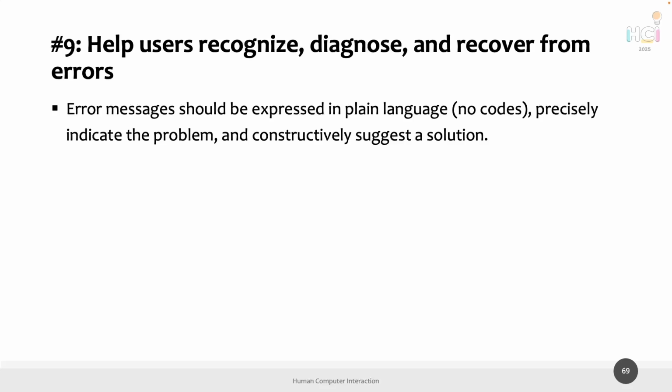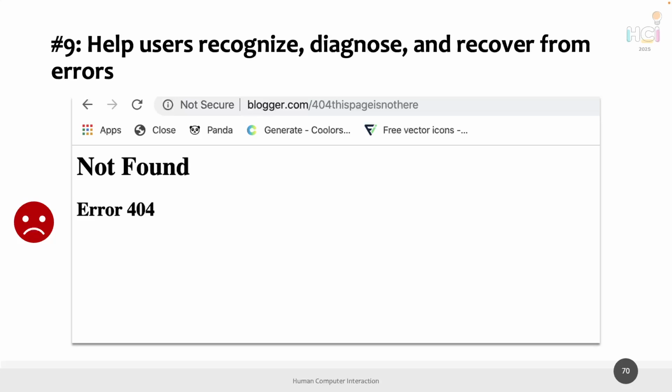Let's look at a typical violation, the classic 404 error page. So it just displays the code. It does not tell the user anything about what went wrong or how they can fix the problem. So this is clearly a violation of this kind of heuristic.